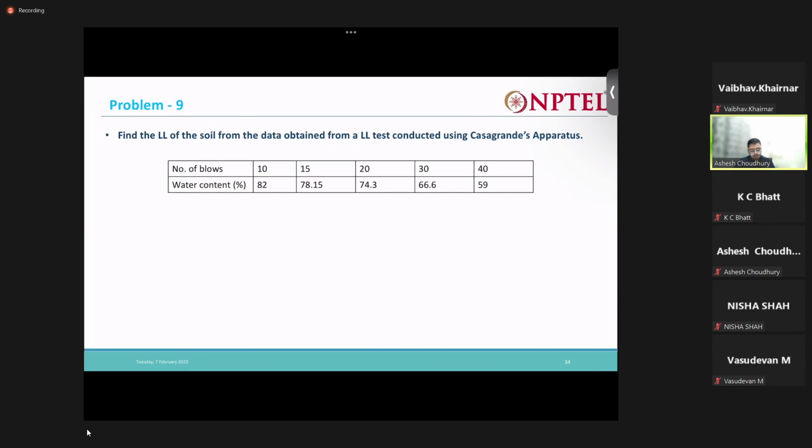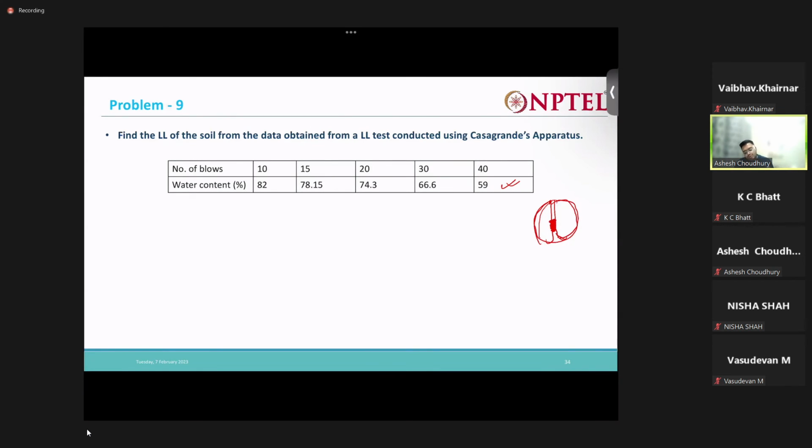Okay, so this is the cup of the Casagrande apparatus. Inside the cup there is soil, and you made a groove in the soil. You kept on giving blows. Initially the water content was, say, 59. When the water content was 59, you required 40 blows so that the soil on both sides comes close to each other.